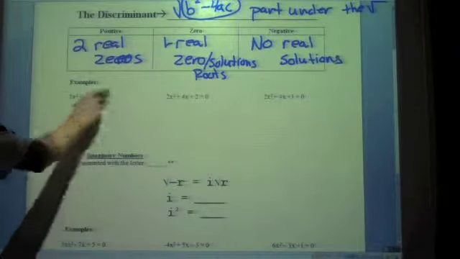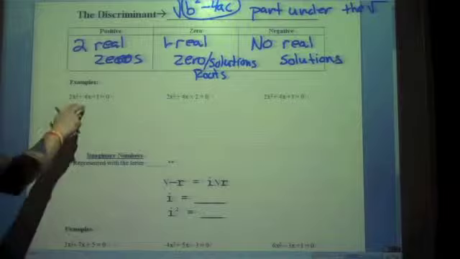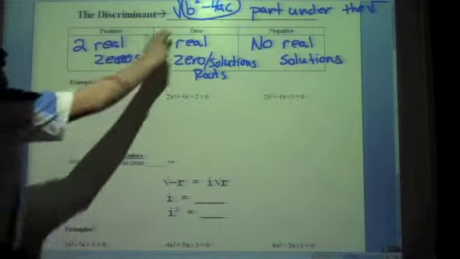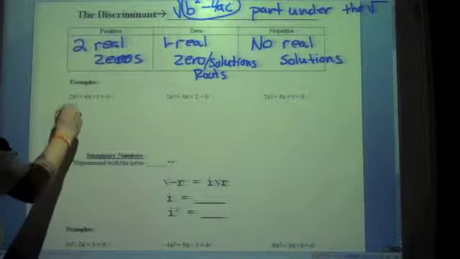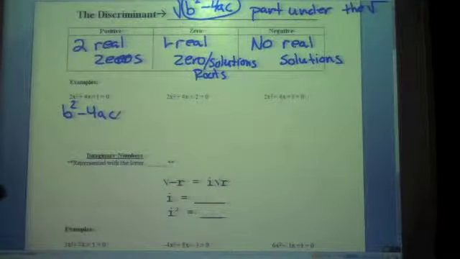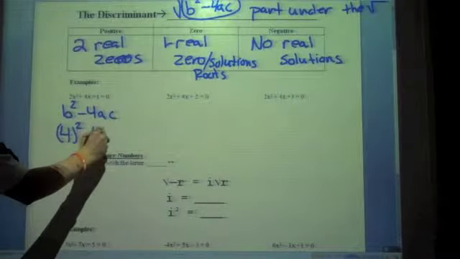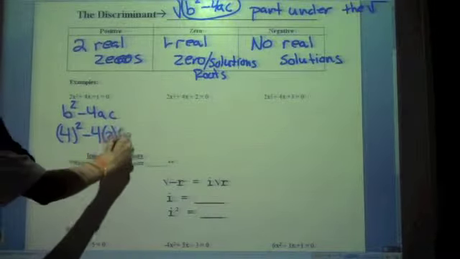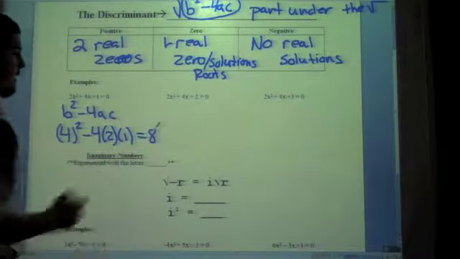So they give you an example, and they ask you to find the discriminant. So what you do is you take a, b, and c, and you just plug them into this part of the formula. So we're going to do b squared minus 4 times a times c. So we're going to do 4 squared minus 4 times 2 times 1. Just the part that's underneath the square root. When we do that, we get 8.